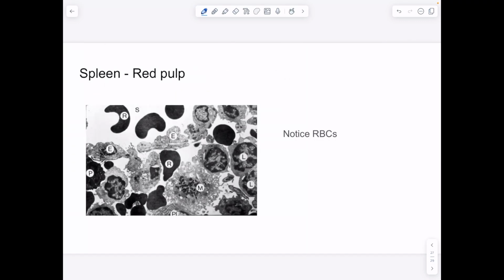All right, so red pulp of spleen, remember that we have those sinuses, and they have a ton of red blood cells in them. So look at these nice red blood cells. We seem to have discontinuous sinus, which is also a good sign. So this is spleen red pulp.